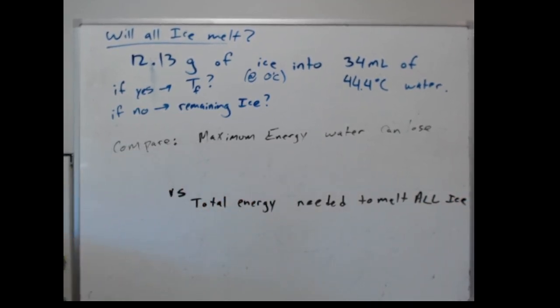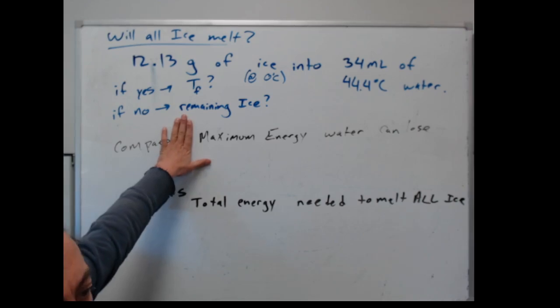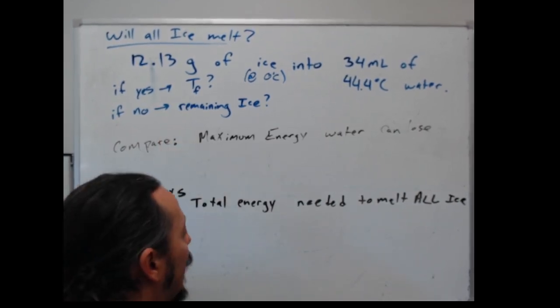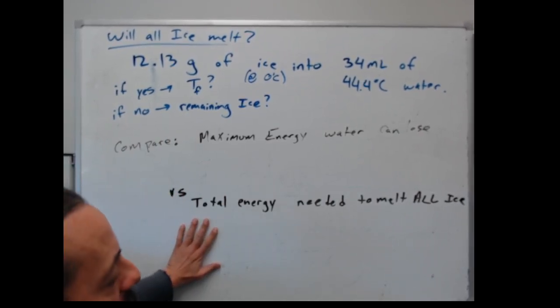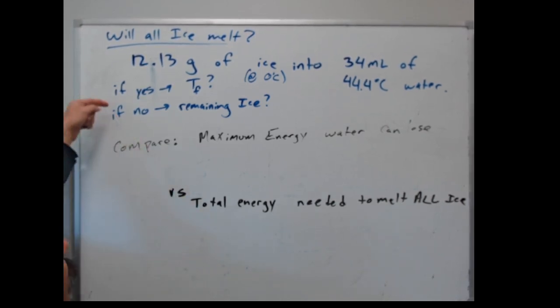We want to compare the total energy needed to melt all of the ice. So we're essentially looking at if my water got as cold as possible, how much energy would it spit out? And then if I put as much energy as possible into the ice, how much energy would that take? So we're trying to figure out, are we in the all ice melts case or ice leftover case?